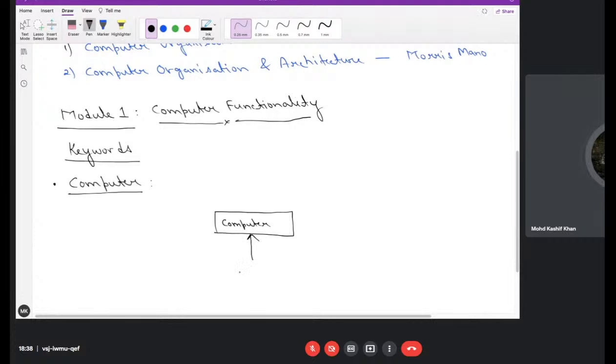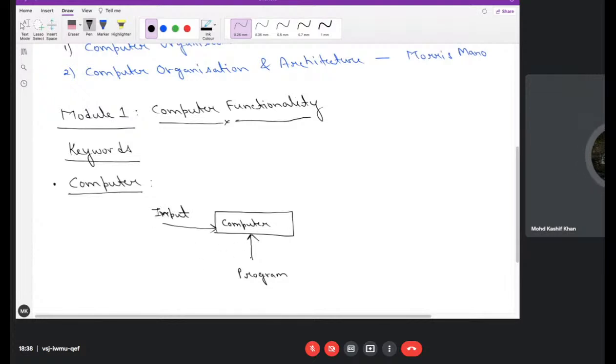In your computer, you write some program. There are many programs in your computer. Suppose we take a basic example. Suppose we have written a program to add two numbers. So we have written that program into the computer. Now what do we have to give? You have to give the two numbers, meaning you have to give the input.